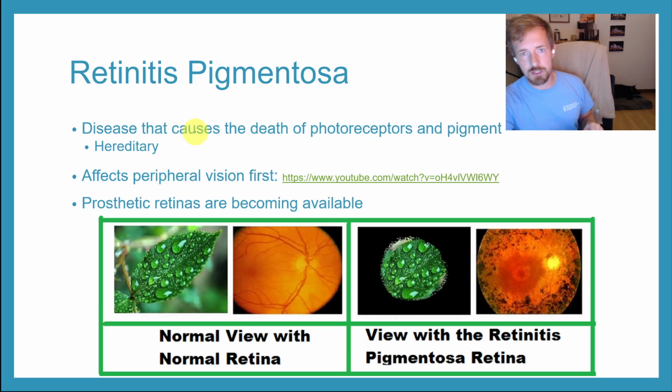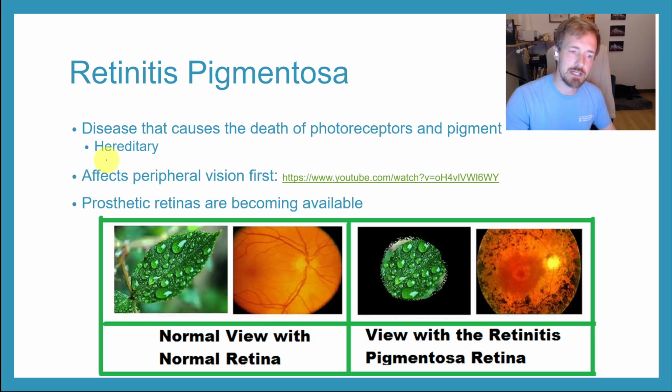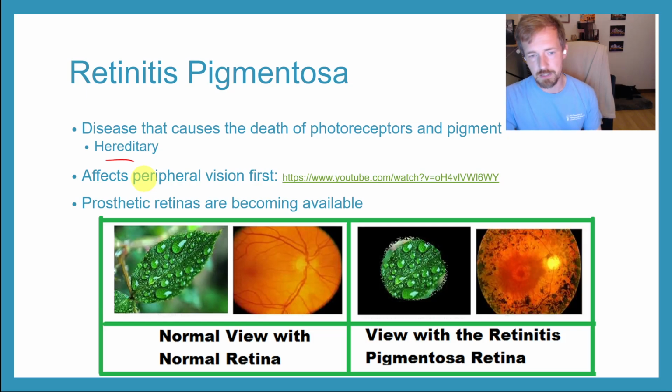Retinitis pigmentosa is also another form of vision loss, and this is hereditary. This is something that can actually be passed down from your parents and grandparents. And retinitis pigmentosa is where your peripheral vision is affected first. So it's almost the opposite of age-related macular degeneration.